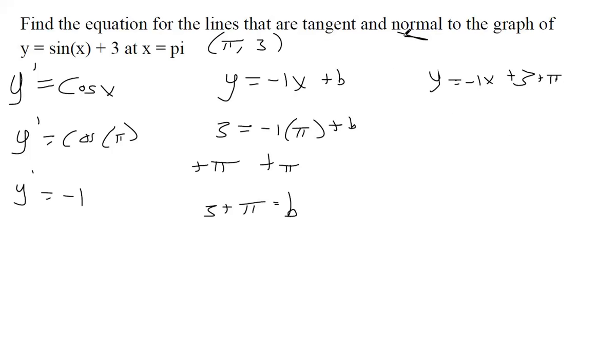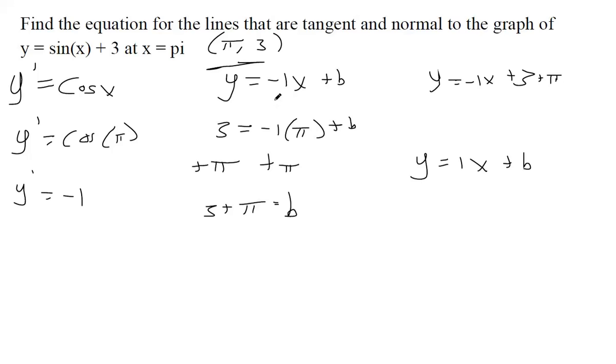The normal line just means it's perpendicular. So here's that quick graph again of what we just looked at. This is the tangent line. The normal line is this one I'm drawing right here. It's going to be perpendicular at that point, x equals pi. So we just need the negative reciprocal, and that's easy because if the slope is -1, then the negative reciprocal is 1.